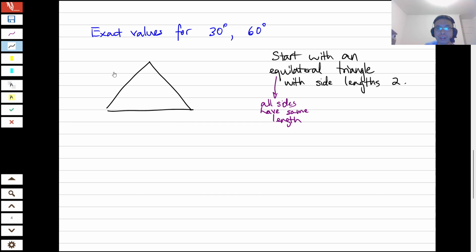And what we need to do is first ask, what are the angles in this triangle? If all the sides are the same, then all the angles are the same as well. And since the angles add up to 180 degrees, if I divide that by 3, I get 60 degrees for each angle.